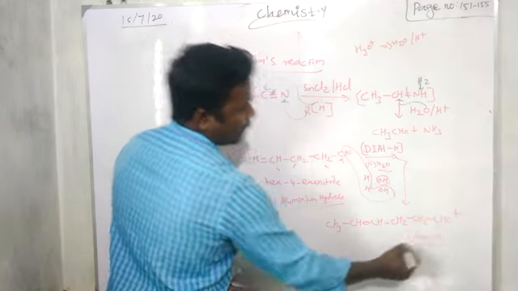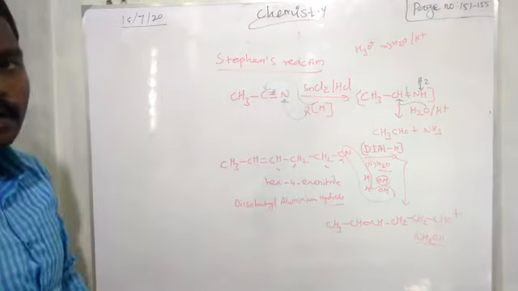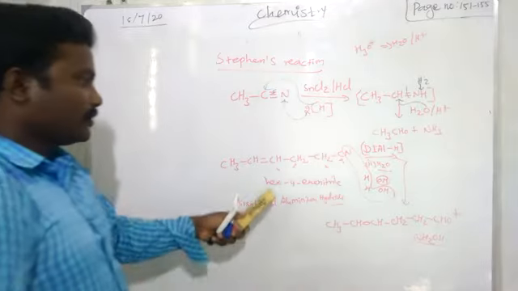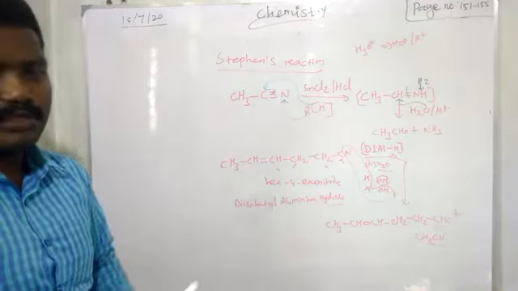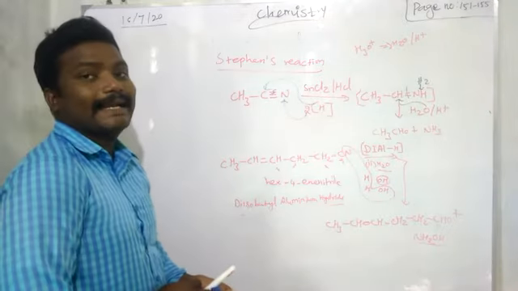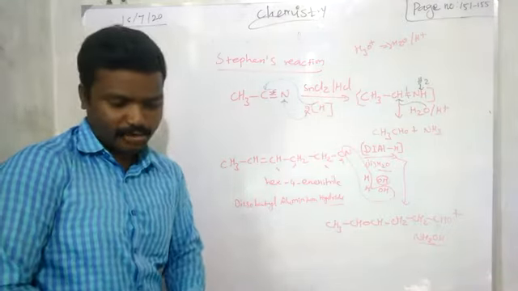NH2OH is called hydroxylamine. Okay. So here, even though a double bond is present, we are doing the reduction. That's why this is called a selective reduction reaction.